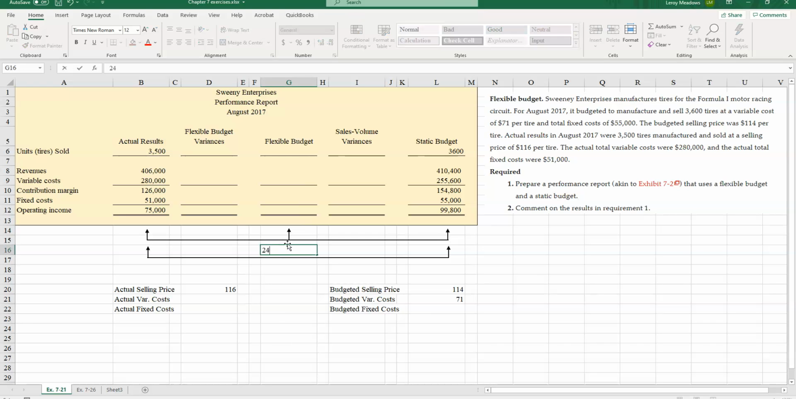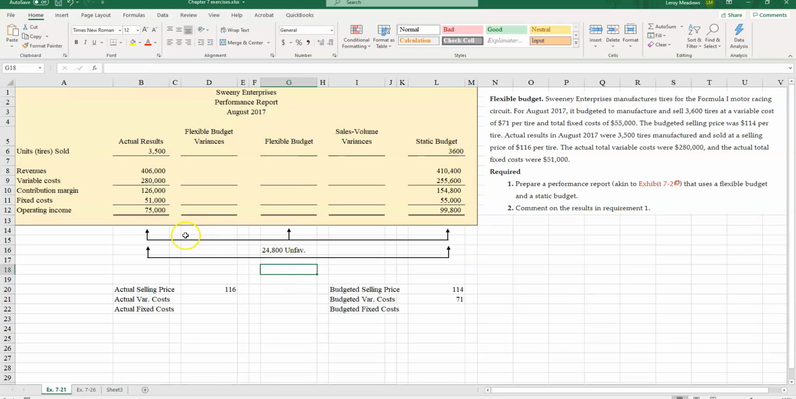Now, is that a favorable variance or an unfavorable variance? Well, remember that when we isolate a line item, a favorable variance increases operating income, whereas an unfavorable variance decreases operating income. In this case, we had a decrease in operating income. We budgeted for $99,800, but our actual results were $75,000. So my total static budget variance is $24,800 unfavorable.